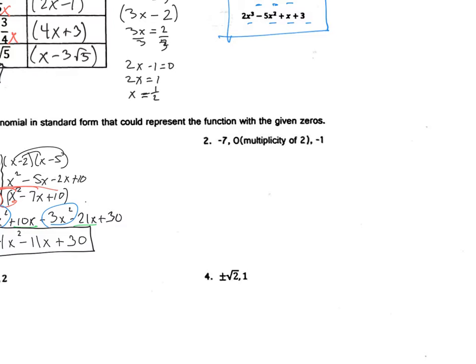So let's switch this to some factors. Minus 7 would be x plus 7. If we have x equals 0, well, then it's just an x. But it has a multiplicity of 2, so that's going to be x squared. And then we have x plus 1.